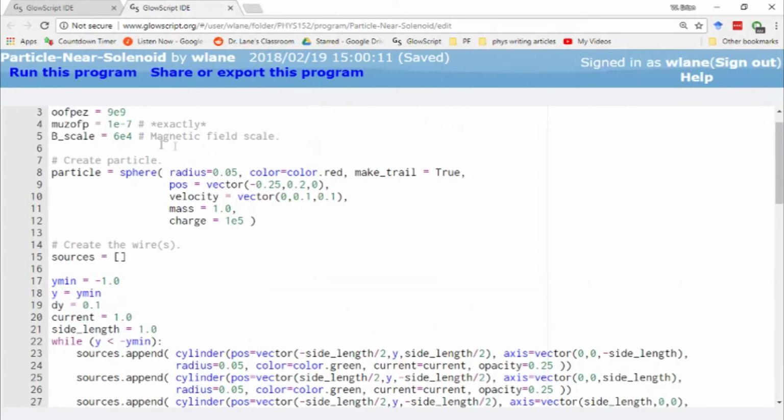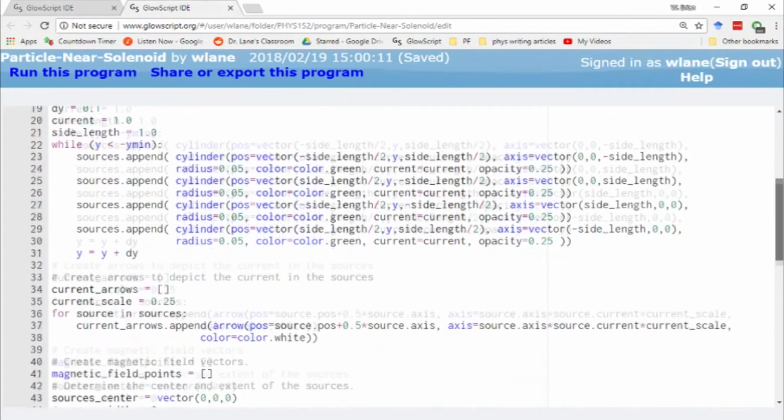Here we've got our charged particle again. I've made the charge 100 times weaker than the previous one just because we've got such a stronger magnetic field from the solenoid. And we're going to place this particle inside of the solenoid so that we see how it reacts to that basically uniform magnetic field inside the solenoid.